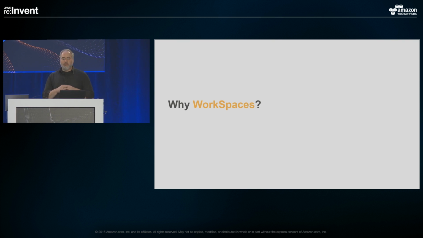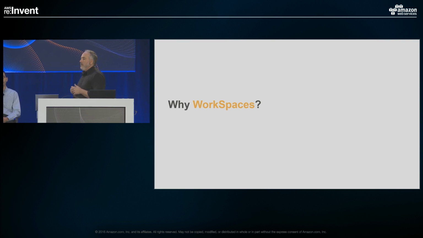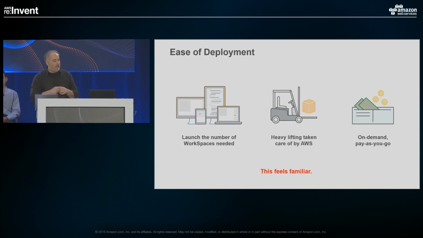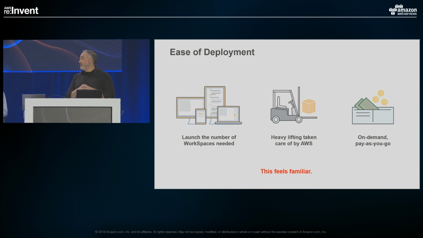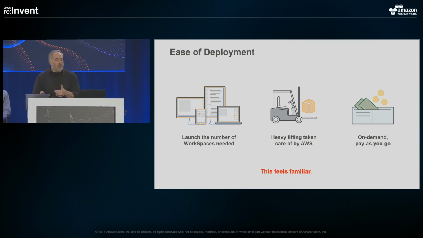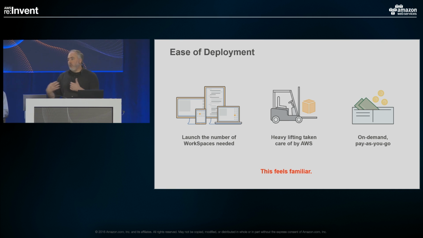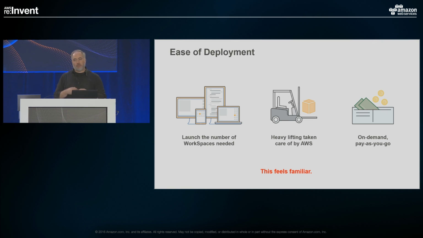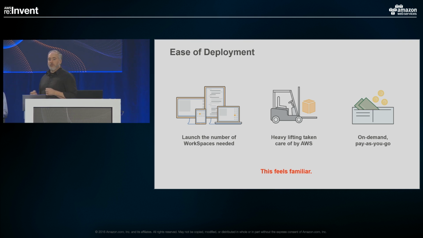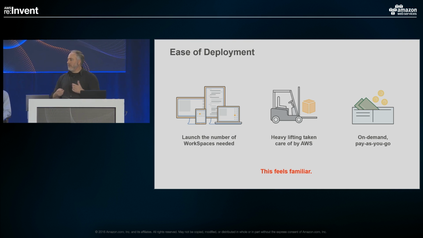So why workspaces? Just because our customers said we should bring it doesn't answer the question why. Well, it's all about the ease of deployment. Traditional VDI was difficult in the fact that you didn't have exactly the hypervisor capacity you needed. The storage systems may not be performing as expected. So in AWS with workspaces, you get to launch the number of instances you need. We deal with all the heavy lifting, and as you'd expect, you pay for only what you use. It's a monthly charge or an hourly charge. This does feel familiar. This is EC2.